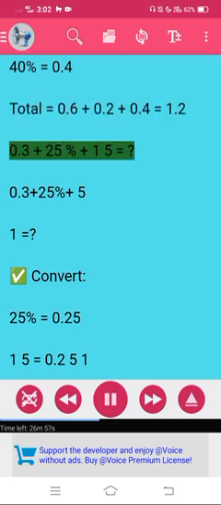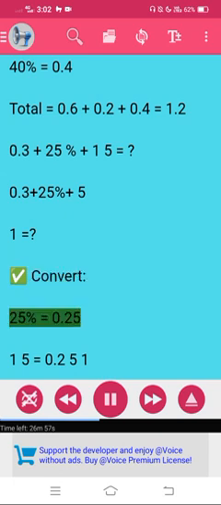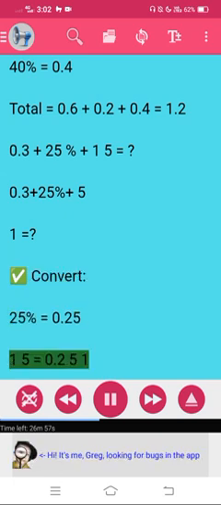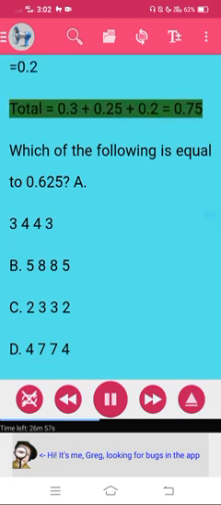0.3 plus 25% plus 1/5 equals. Check mark convert. 25% equals 0.25. 1/5 equals 0.2. Total equals 0.3 plus 0.25 plus 0.2 equals 0.75.